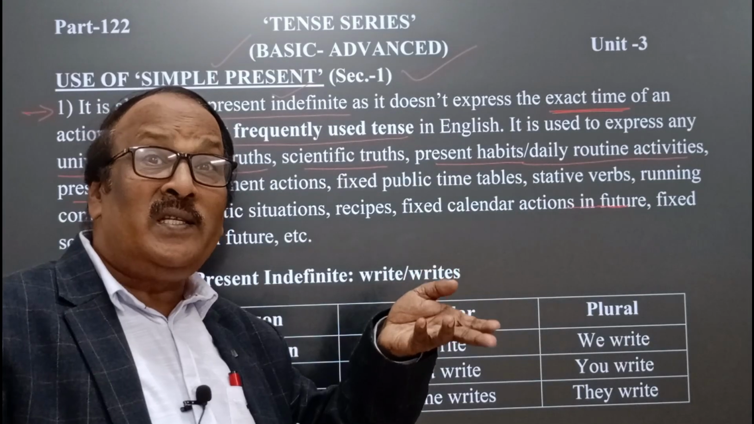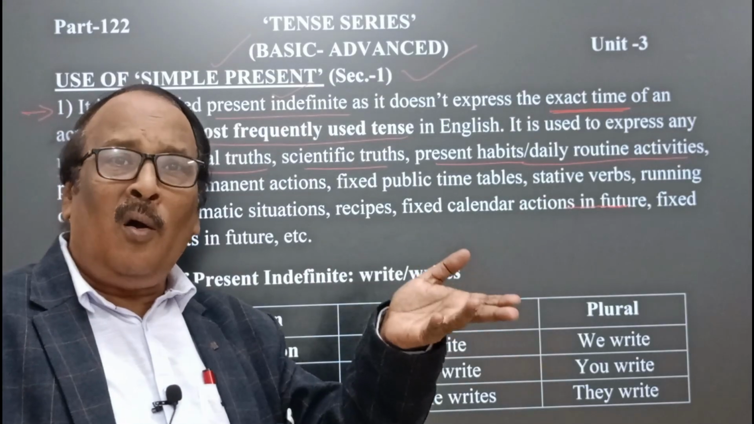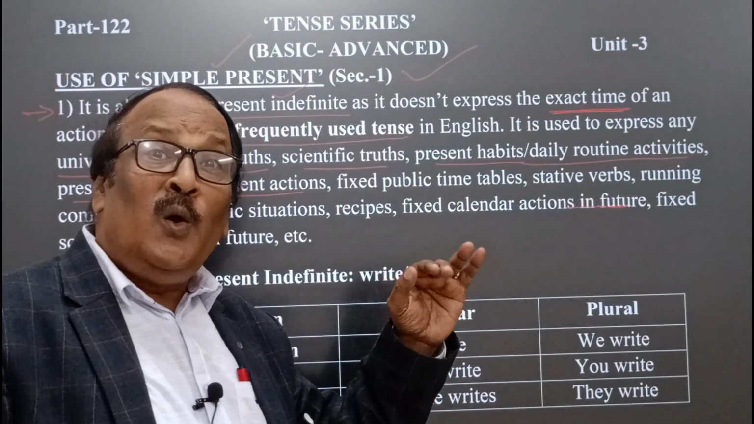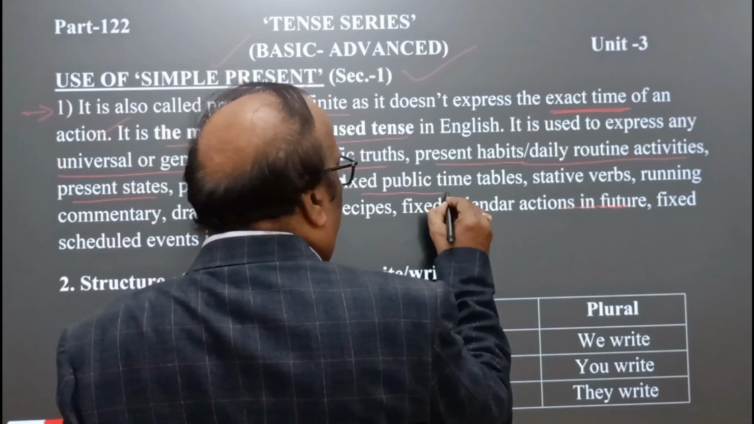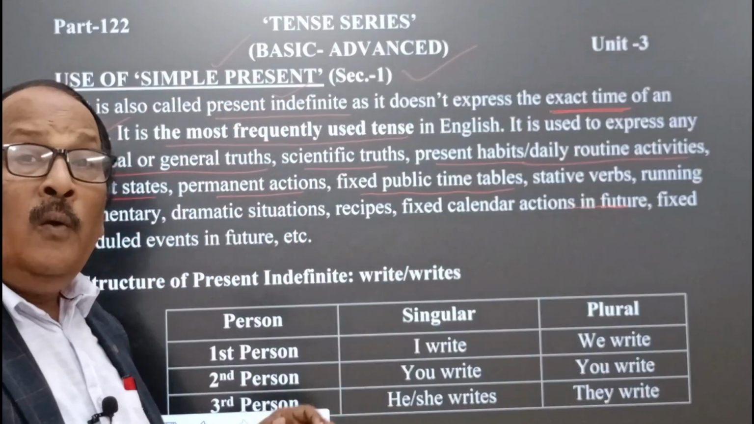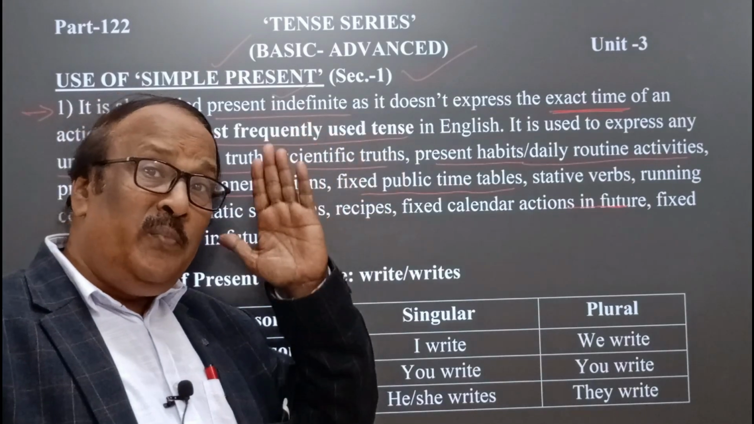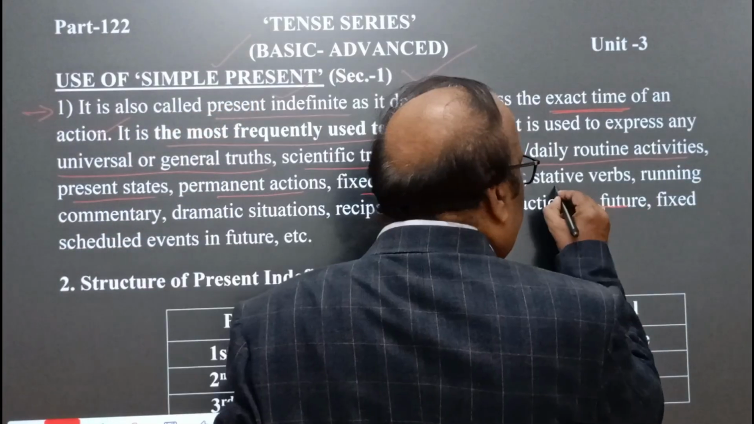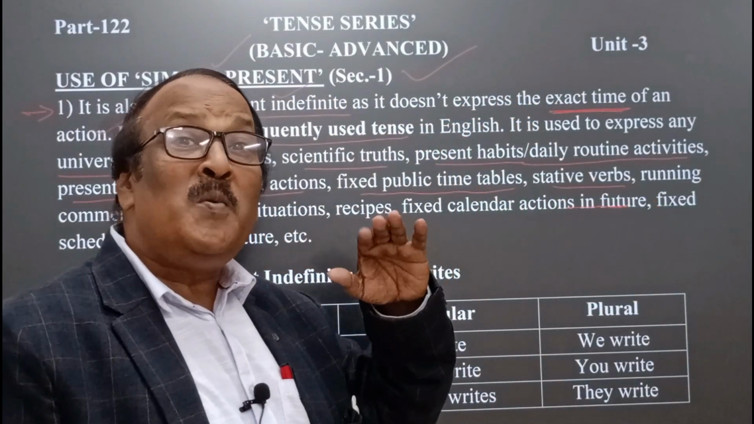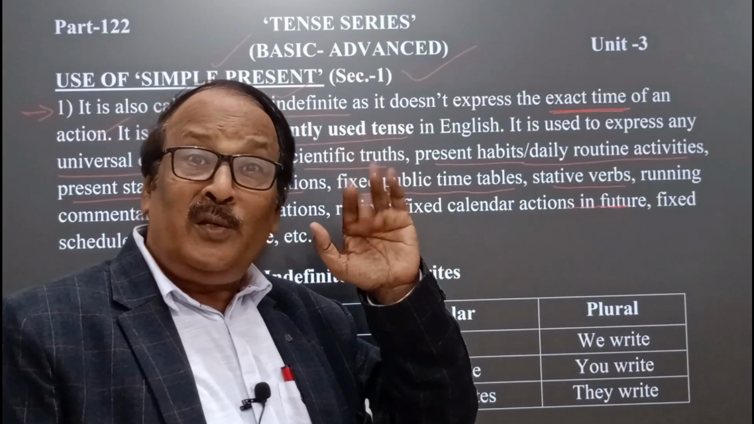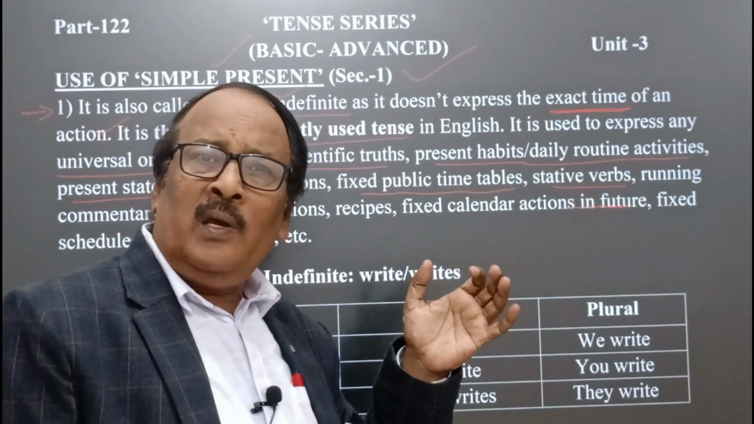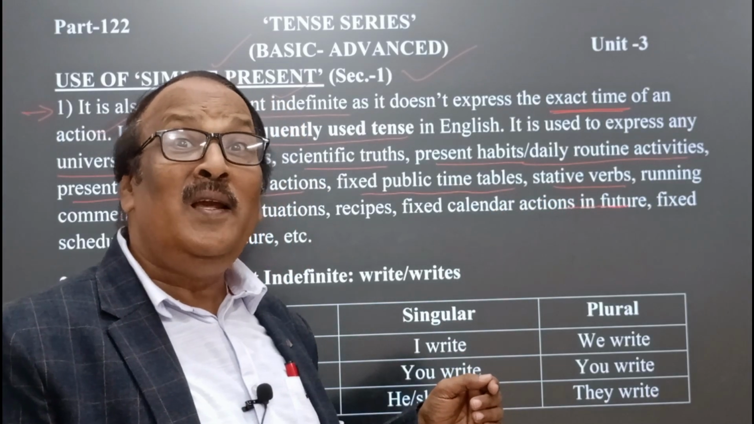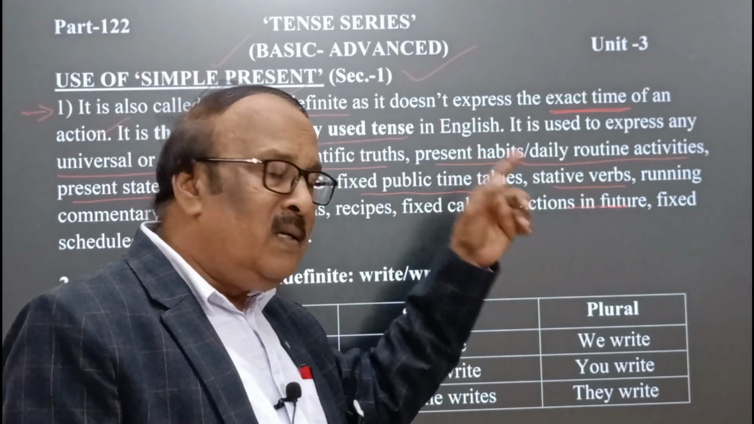Present states means the present condition of any person or anything. Permanent actions means the actions which happen permanently. Fixed public timetable. Whenever a public timetable has been fixed and usually is not changed, in that case we use simple present. Stative verbs means the verbs which are based on our five sense organs and our mental activities. In that case we use stative verbs, which are not used in a progressive form. They are used in simple present.